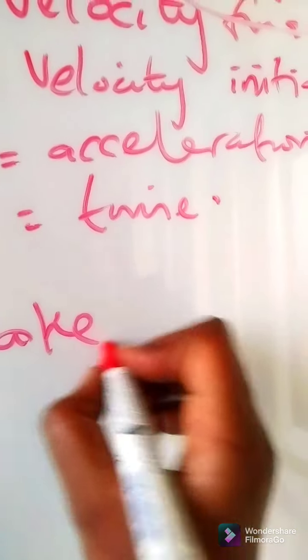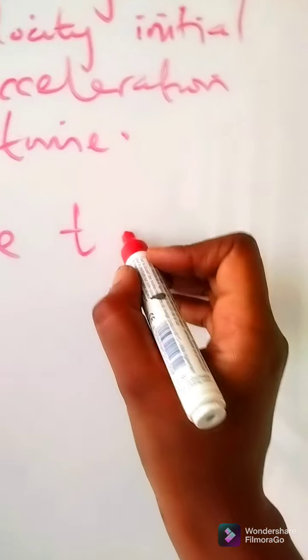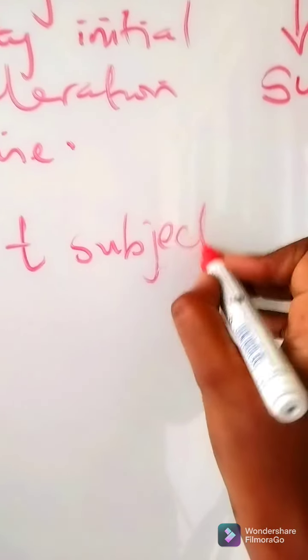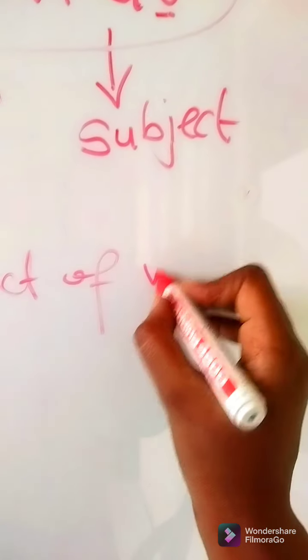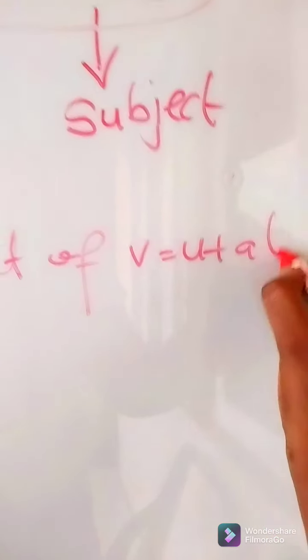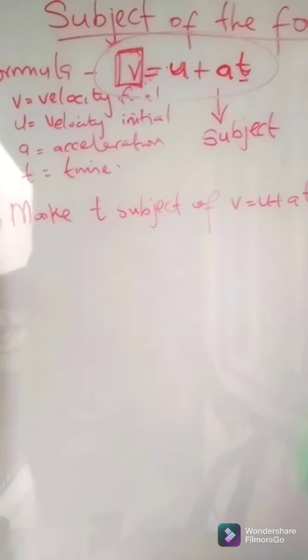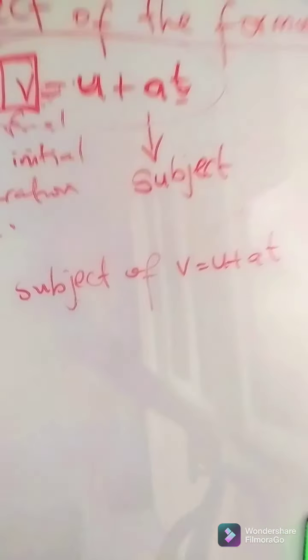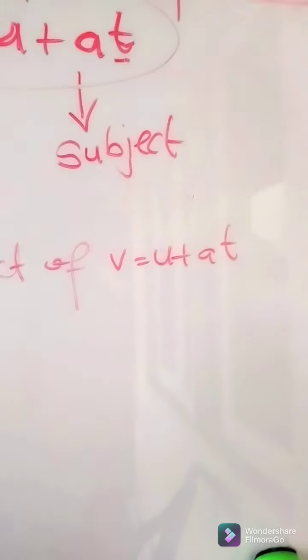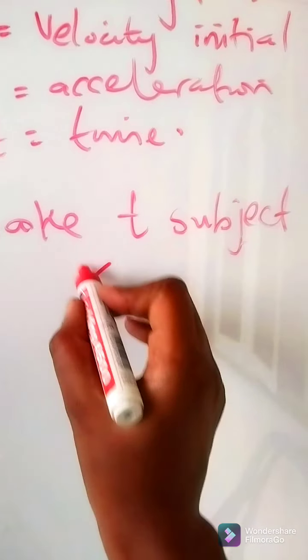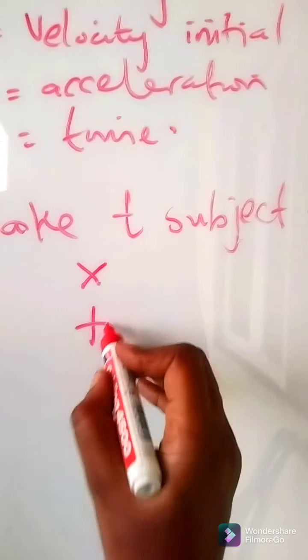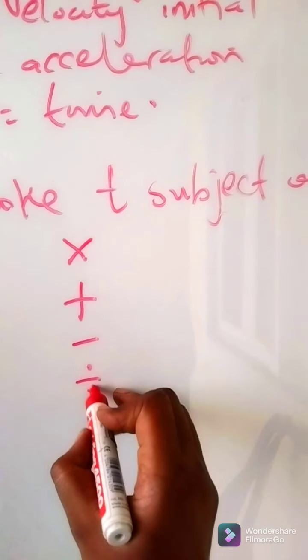Let's work with our first example. Make T the subject of the equation of motion V equal to U plus AT. In working subject of formula, we have to face some mathematical operations. We know the four major mathematical operations are multiplication, addition, subtraction, and division.